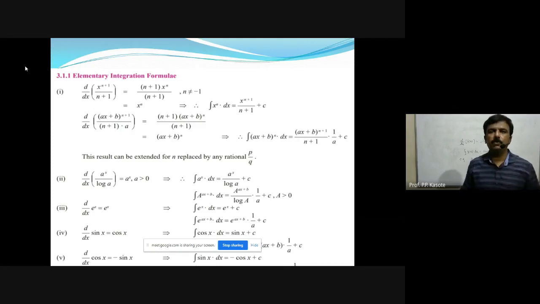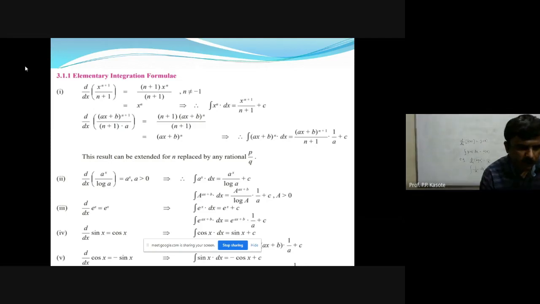As I have written on board, just explained you before, that is, if the derivative of log x is 1 upon x, then integral of 1 upon x is log x plus c. With the help of same definition, we have derived some properties, some standard results for us. Can you see the first result on board?